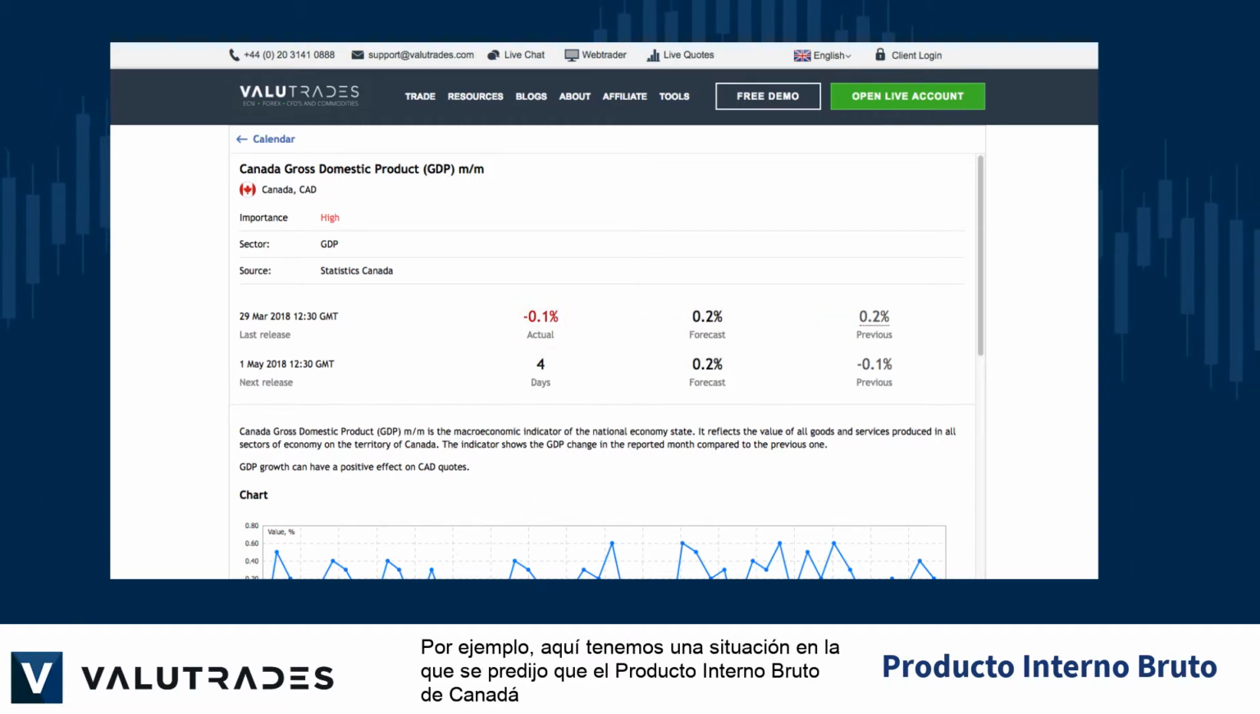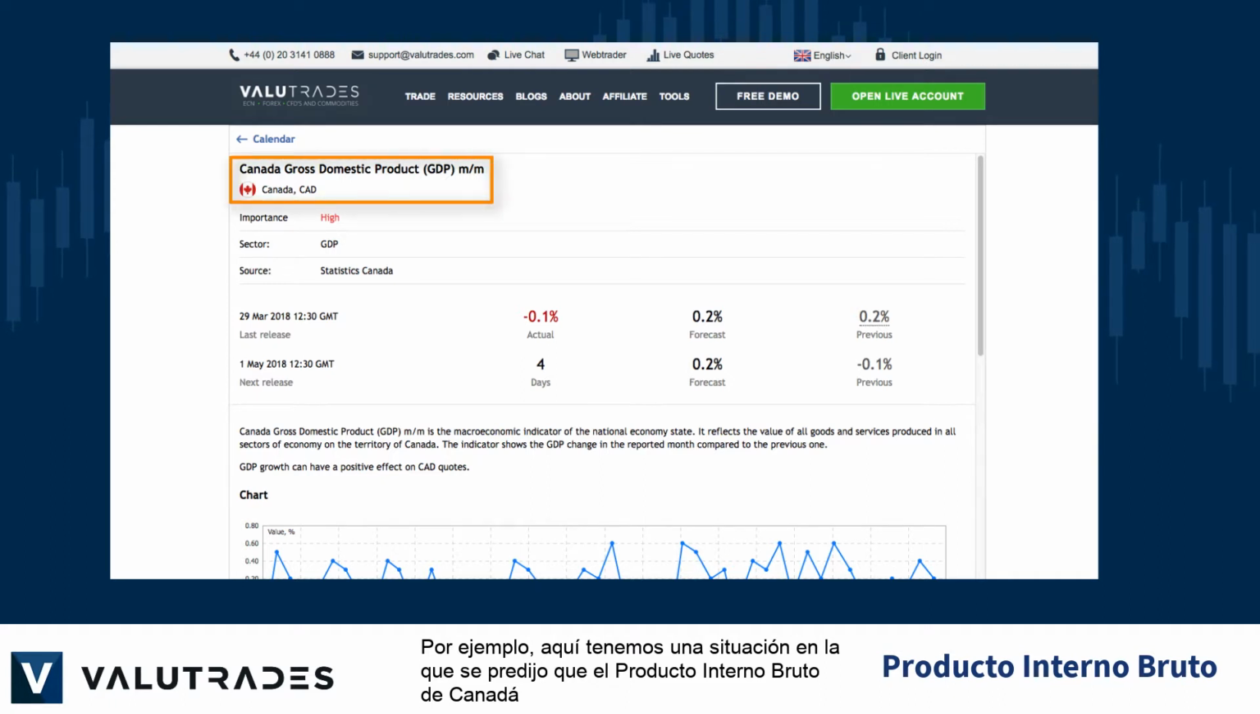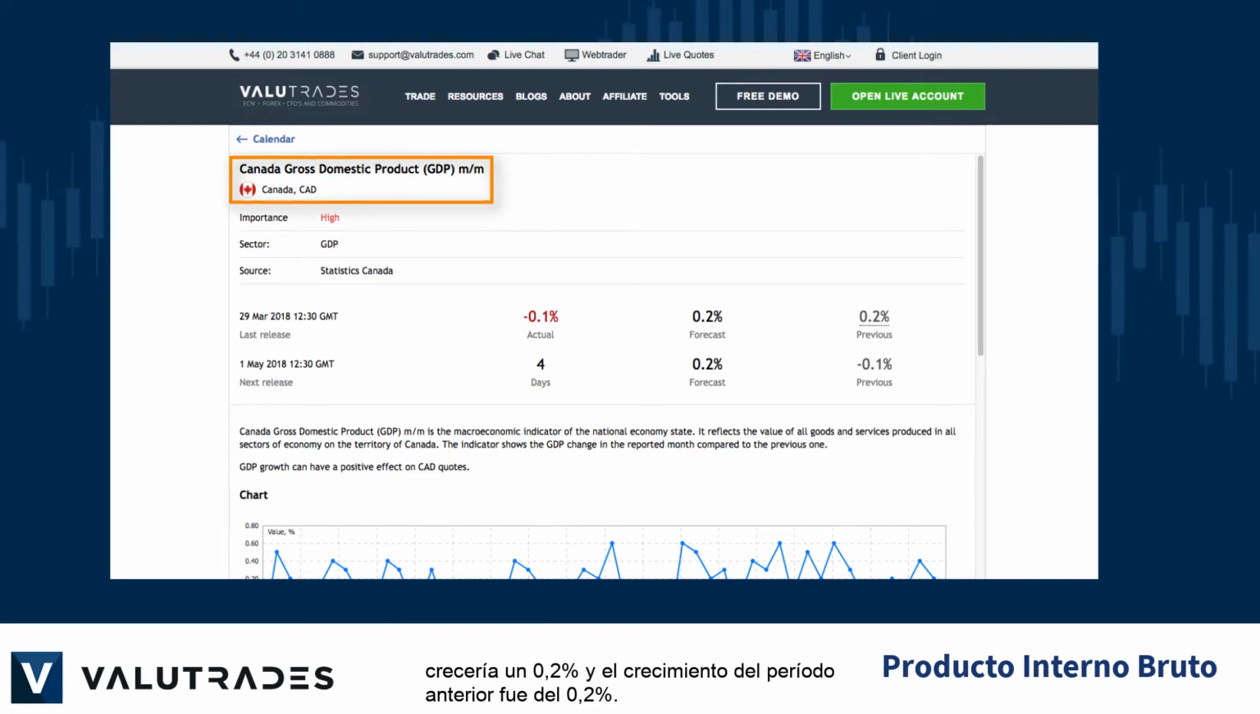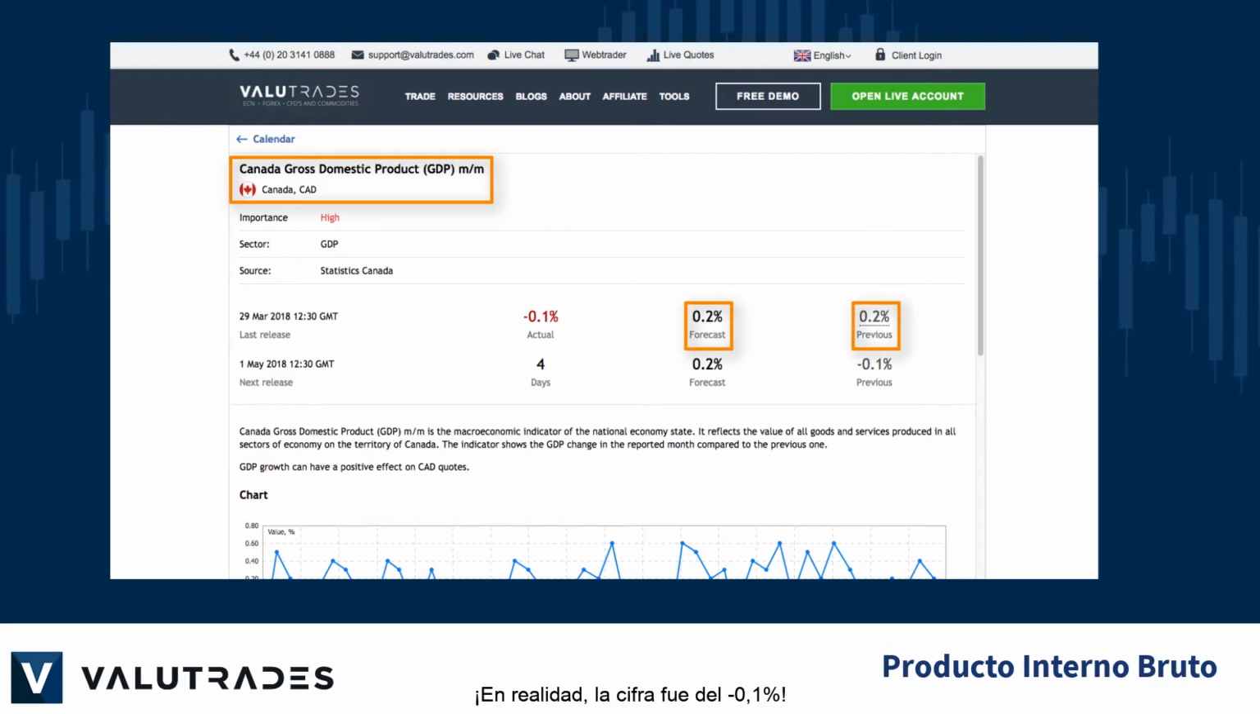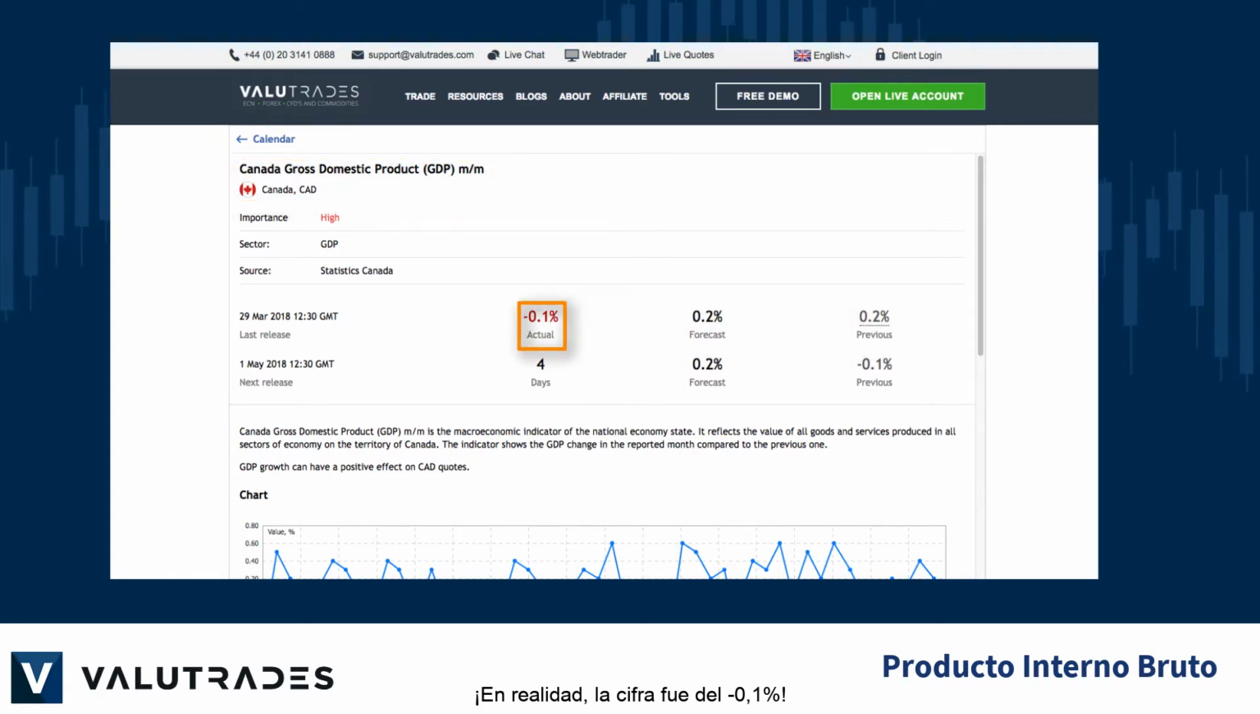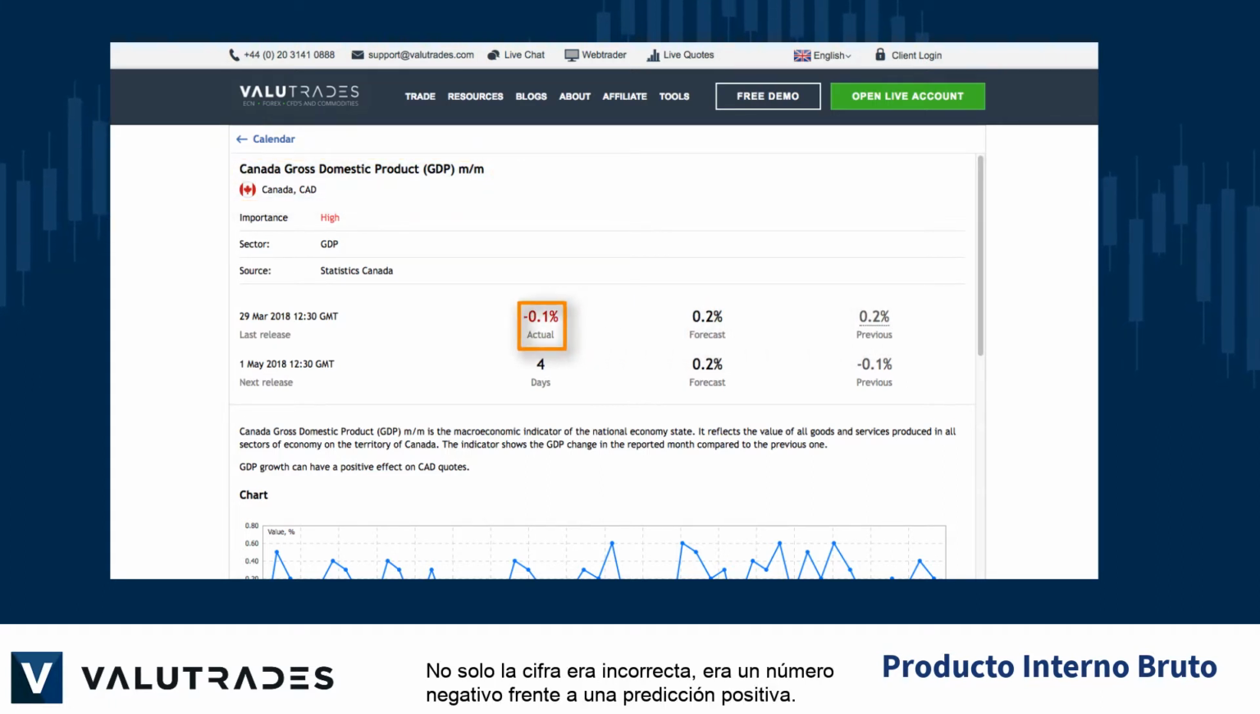For example, here we have a situation where the gross domestic product for Canada was predicted to grow 0.2%, and the previous period's growth was 0.2%. In reality, the figure was negative 0.1%. Not only was the figure wrong, it was a negative number versus a positive prediction.